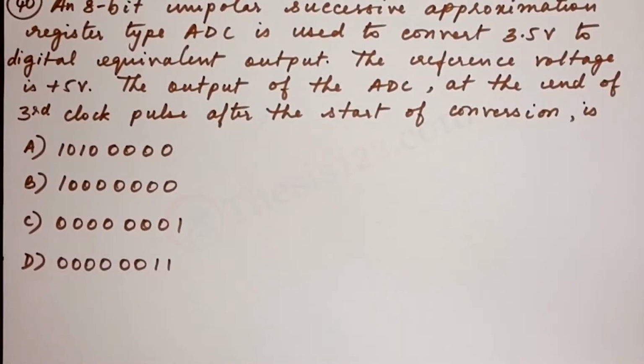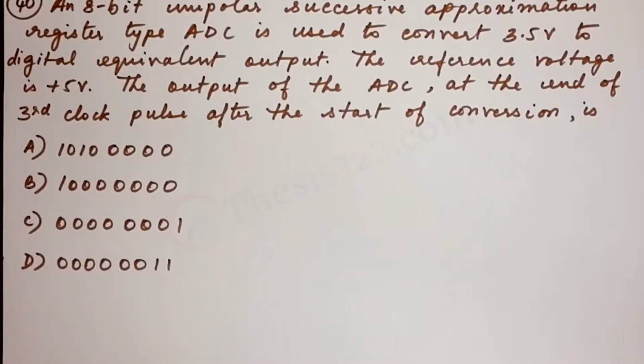Here's the next question, number 40. An 8-bit unipolar successive approximation register type ADC is used to convert 3.5 volts to digital equivalent output. The reference voltage is plus 5 volts. The output of the ADC at the end of the third clock pulse after the start of conversion is, well, we have our options, 4 options, and they are all 8-bit.